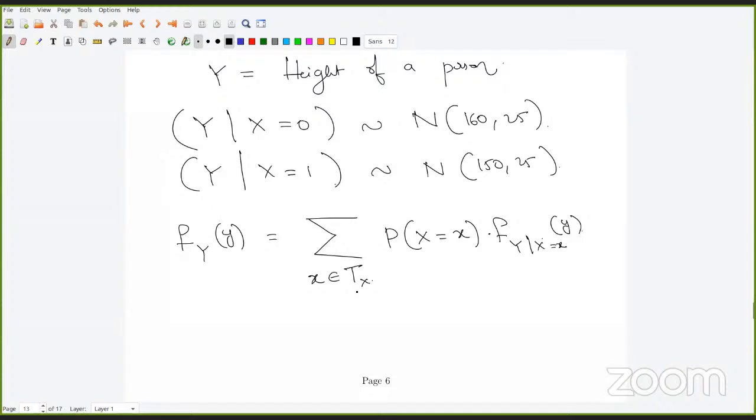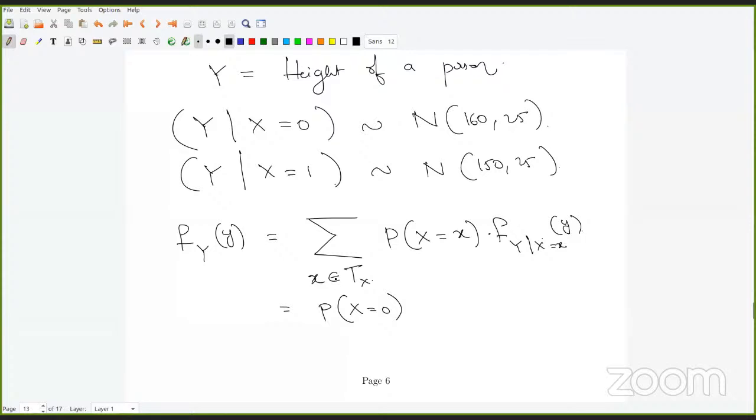So you have the probability that x is equal to 0 times f of y given x equal to 0, plus the probability that x is equal to 1 times f of y given x equal to 1. I hope everyone knows this formula, or why I wrote this. Okay. So the probability that x is equal to 0.